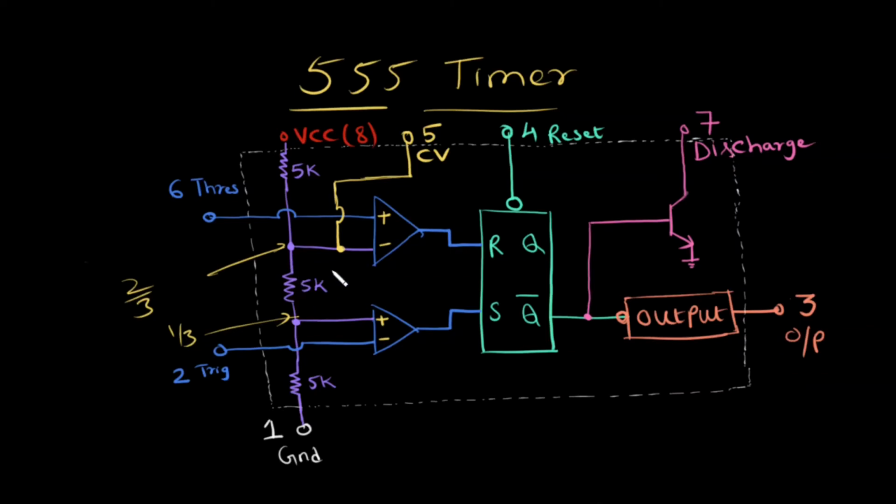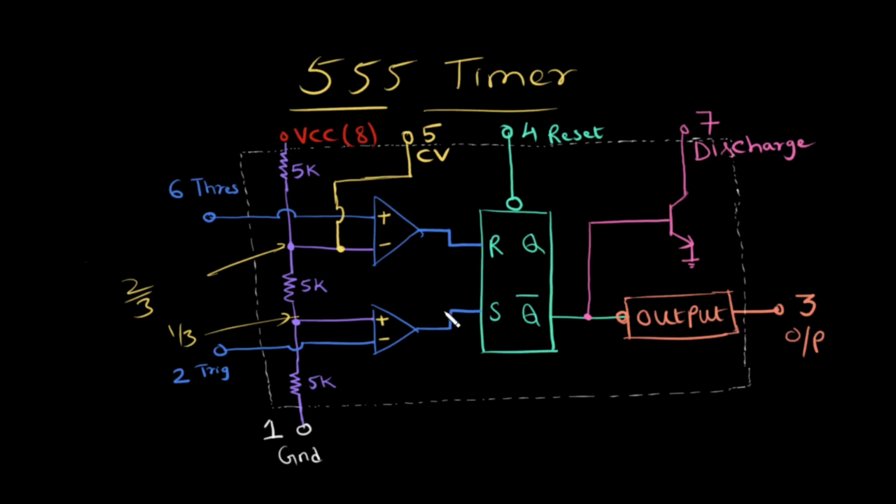And you can see that at the next stage we have 2 comparators. The negative terminal of this comparator is connected to this particular point, which is 2/3 of VCC, and if you look at the second comparator, the positive terminal is connected to the reference voltage point, which is at 1/3 of VCC, and the other 2 inputs of the comparators go to pin number 6 and pin number 2 respectively.